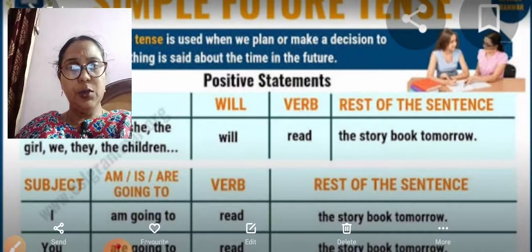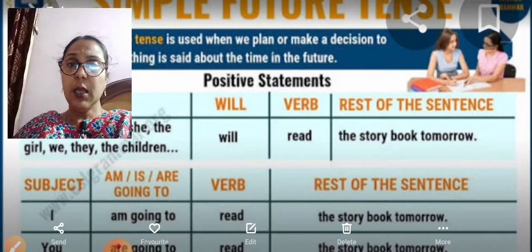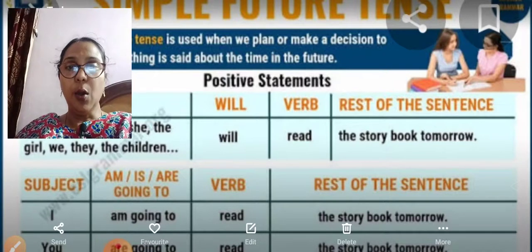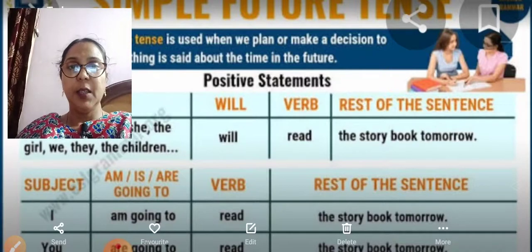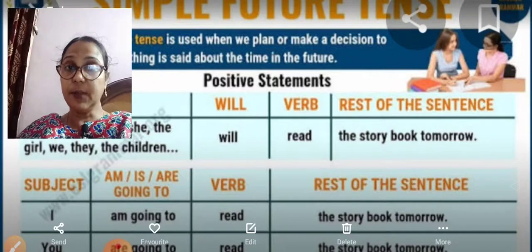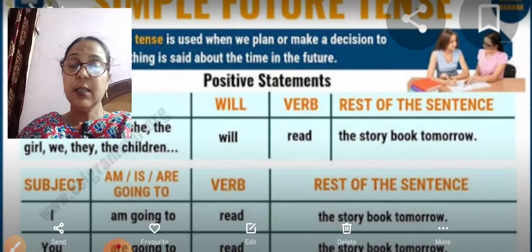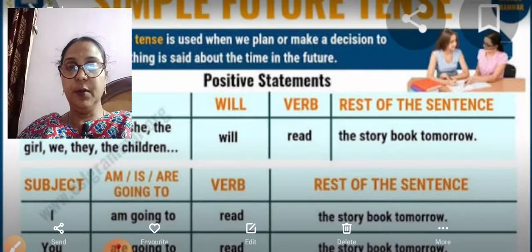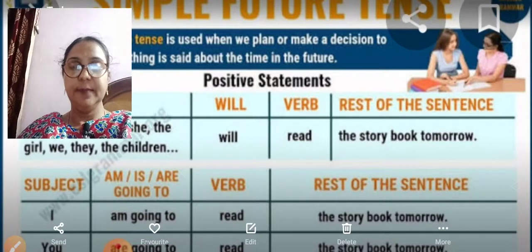If we talk about the interrogative form of simple future tense, then we place will or shall at the first place, and then the subject, and then the first form, or you can say the root form of the verb, then other words of the sentence. So that is the formation of simple future tense that we have discussed.